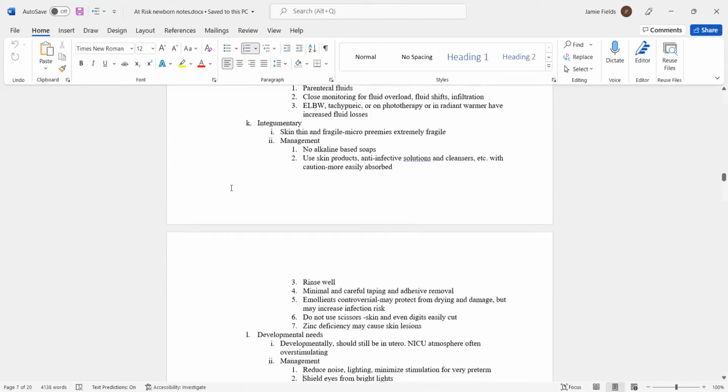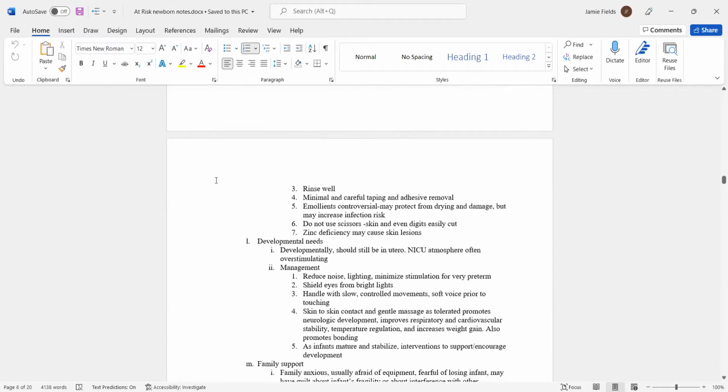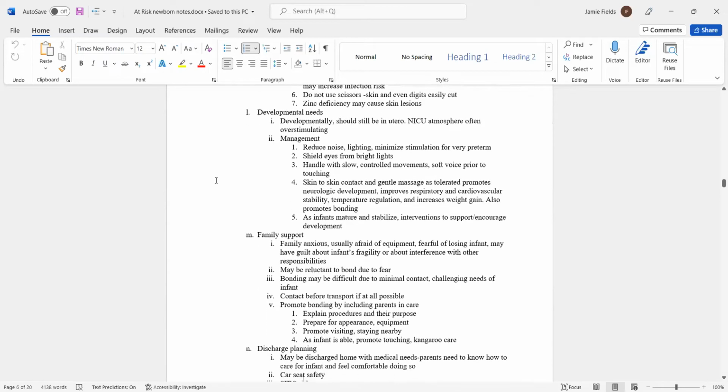Skin. We've talked about the skin changes and how they affect all of those other things. One thing to know about skin is they can absorb things more easily through the skin. Be really, really careful with skin products, especially anti-infective things. All right.